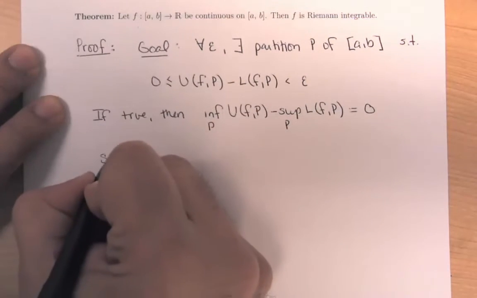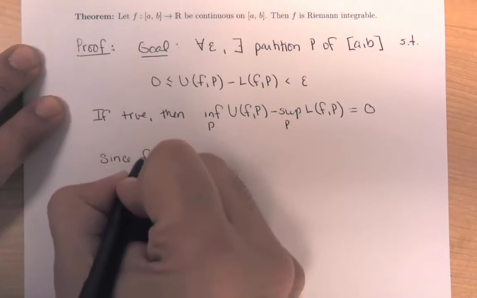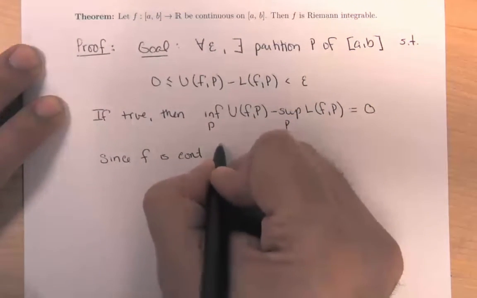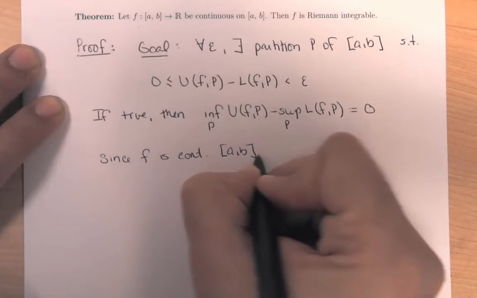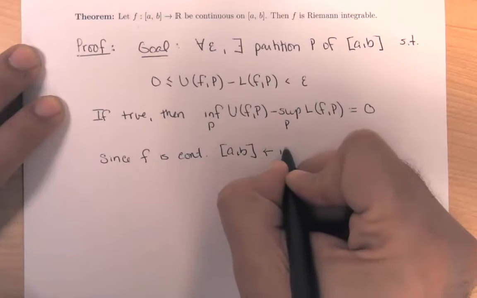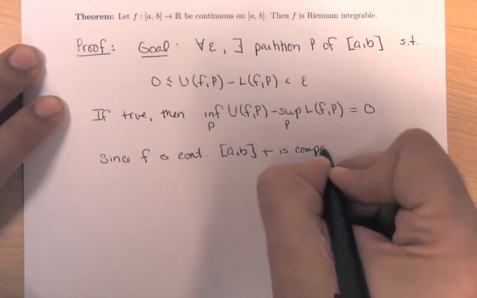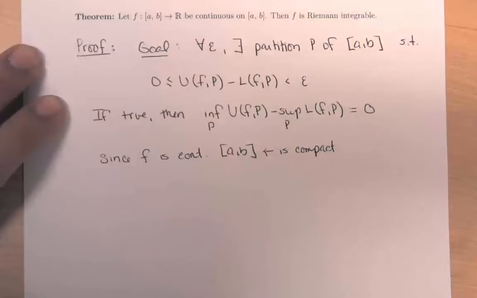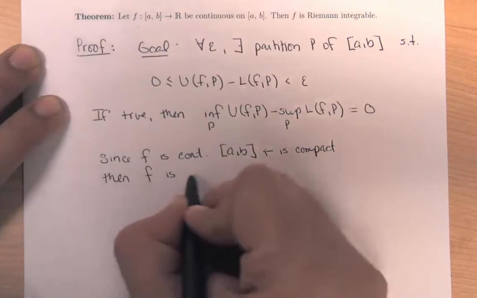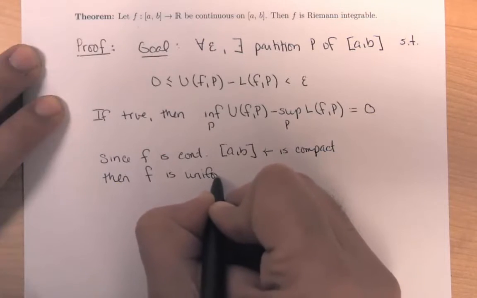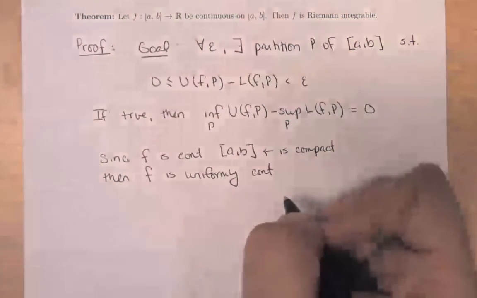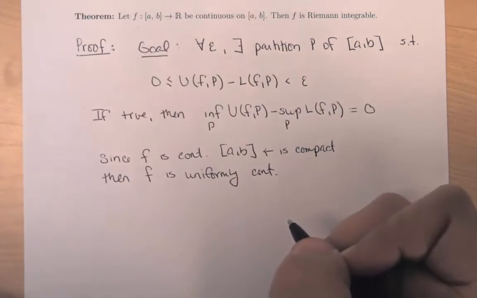Now, since f is continuous on a compact domain, this is compact, then f is uniformly continuous. That was one of the main results from real analysis 1 when we talked about compactness.